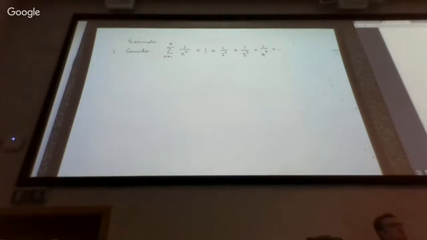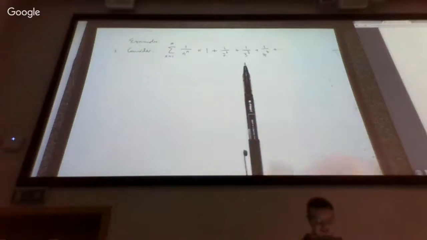Educated guesses, any feelings about it? Sorry? Divergence. Big divergence. Any other thoughts? Why converges? You changed your mind? Yeah. Okay. Well, that's a good illustration of it.